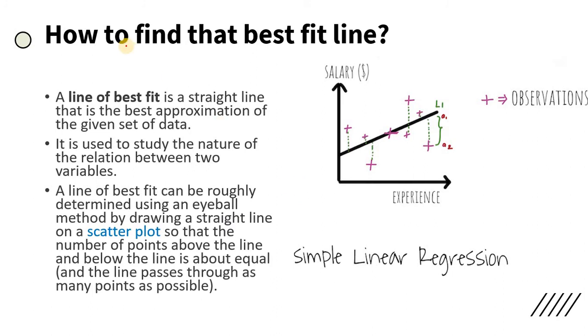So now the question is how to find the best line. As I said, we need to draw the line, but how can we do this? A line of best fit is a straight line that best approximates the given set of data. It is used to study the nature of the relationship between two variables. A line of best fit can be roughly determined using the eyeball method, by drawing a straight line on a scatter plot so that the number of points above the line and below the line is equal.